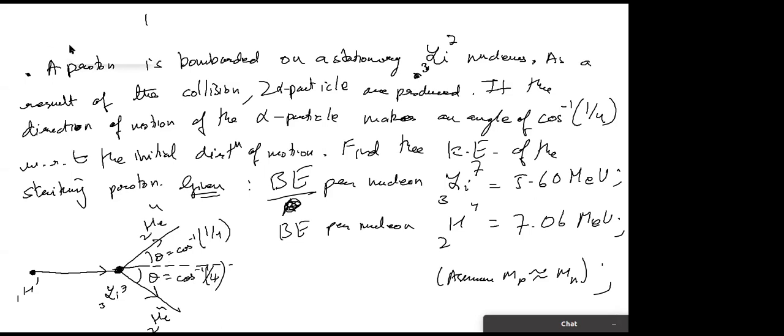So this is the essential diagram that you have. You have the proton, which is just the hydrogen nucleus, coming towards the lithium nucleus. The lithium nucleus is stationary, and it collides and produces two helium nuclei. So what do you need to find the initial kinetic energy? Well, you need energy conservation. You can also use momentum conservation, but it really won't be useful. But momentum conservation, obviously, and other things if you want.